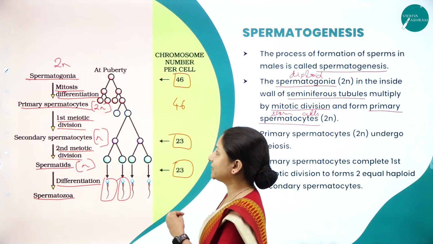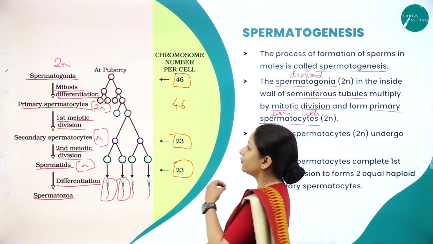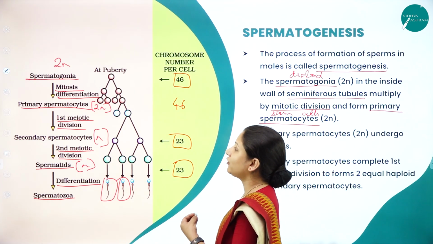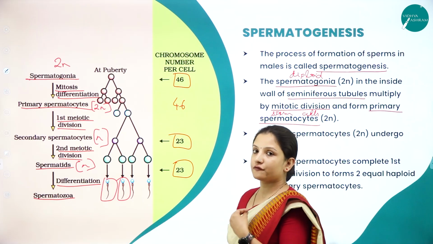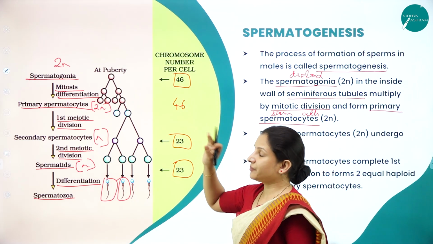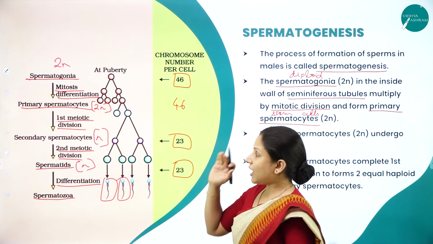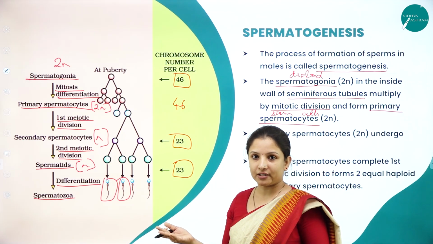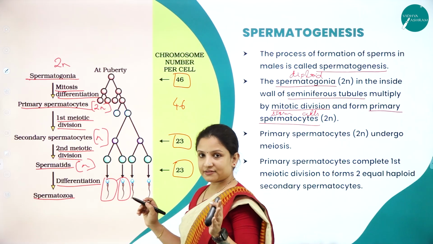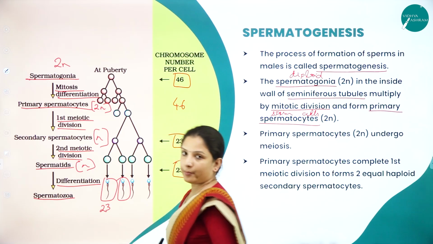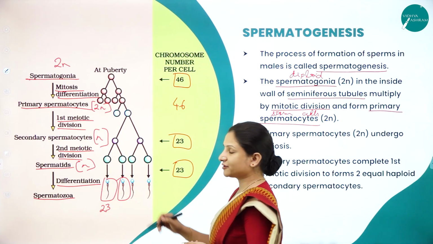So the cells present in the seminiferous tubules, which are nothing but spermatogonia, undergo mitotic division to form primary spermatocytes. Always remember, in the first step, they undergo mitotic division. After they form the primary spermatocytes, they undergo meiotic division. Now, always remember, the sperm has 23 chromosomes.